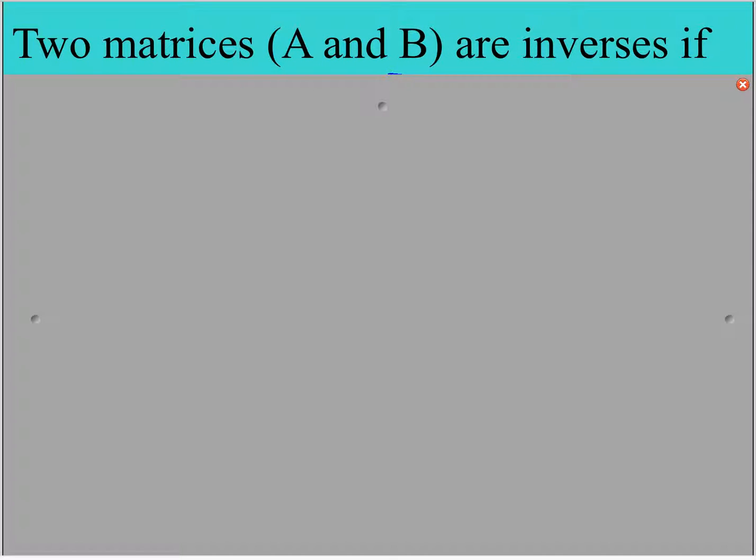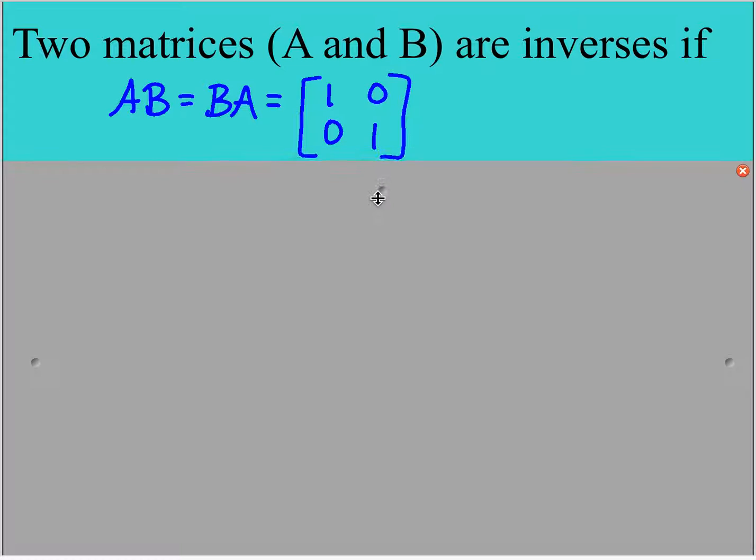The reason we need to know that is because we are going to be learning about matrix inverses. Two matrices are inverses if their product, A times B, equals B times A. So here is where it's commutative, because before we learned that multiplication with matrices is not commutative. And that product equals the multiplicative identity, 1, 0, 0, 1.